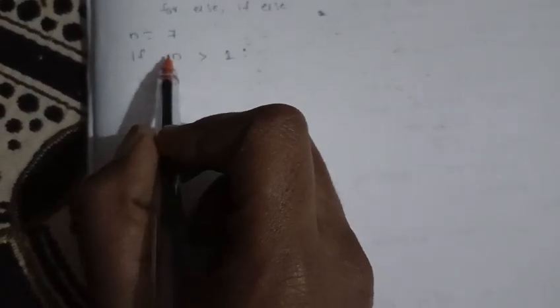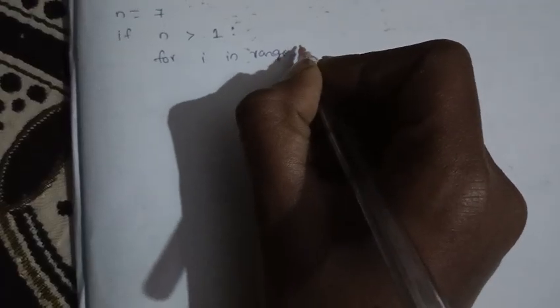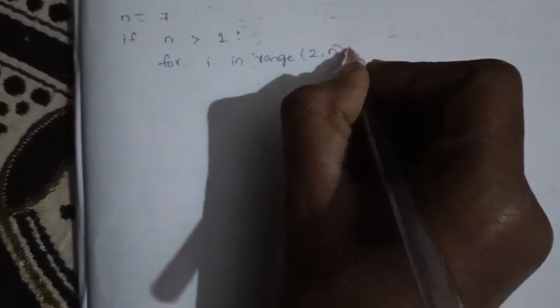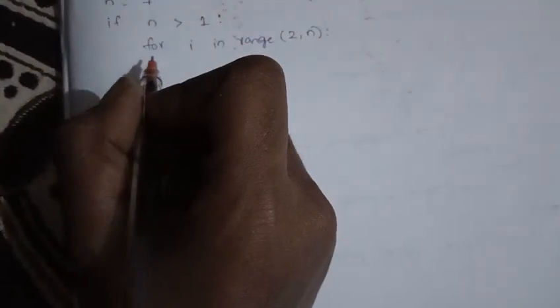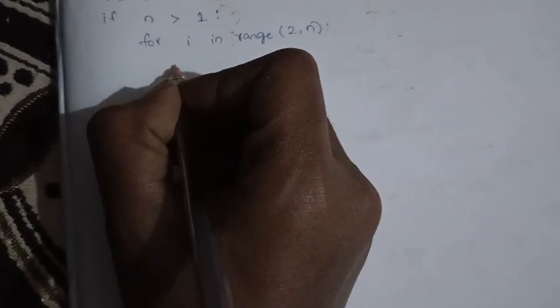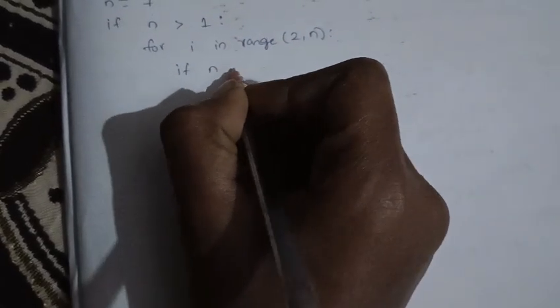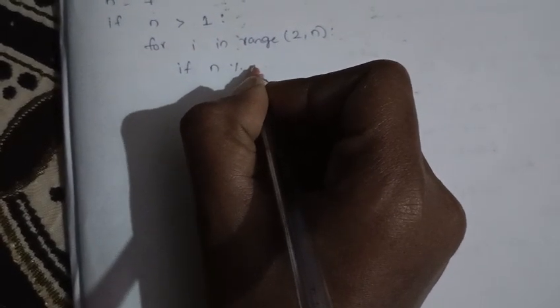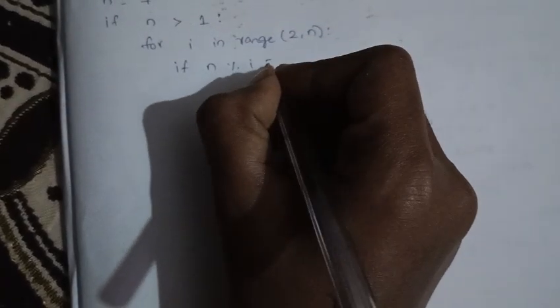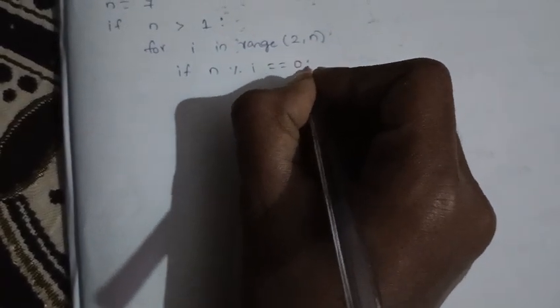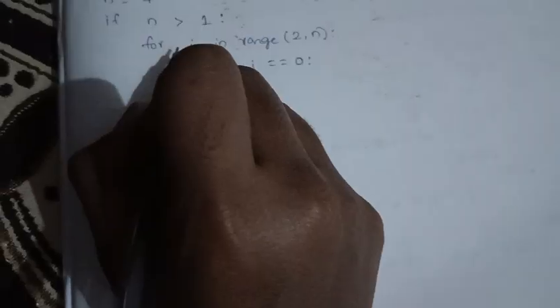If 7 is greater than 1, then we go to the next step, that is, for i in range of 2 comma n. Next, if n is divisible by i, that is equal to 0. Here we are taking the for loop.